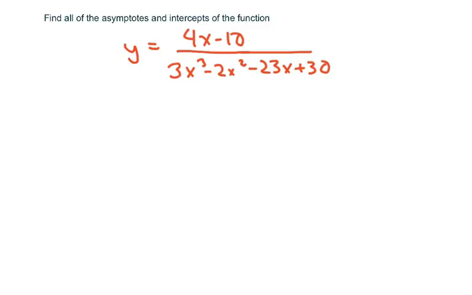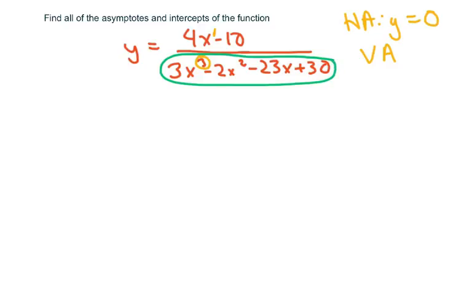Basically, since the degree of the numerator is smaller than the degree in the denominator, our horizontal asymptote is automatically y equals 0. Now let's talk about our vertical asymptotes. What we're going to have to do is factor this. I already took the liberty of putting this in my calculator and noticing that it crosses the x-axis at -3. So -3 is one of my vertical asymptotes.